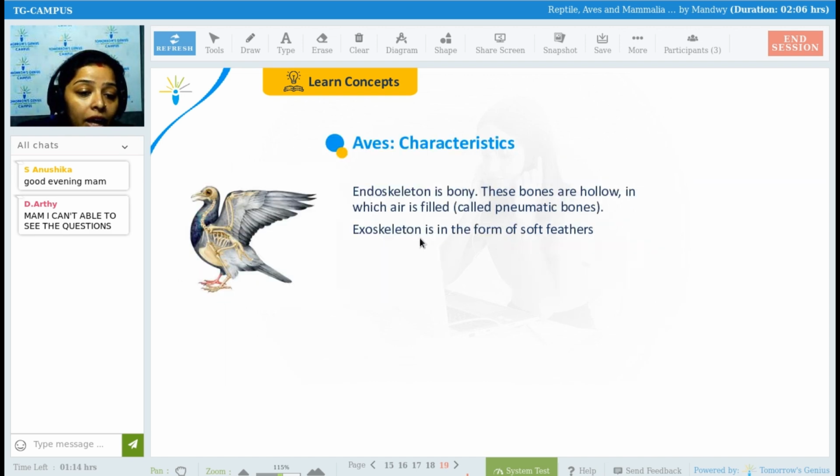Now let's see the skeleton. The endoskeleton is bony, but the special thing is that the long bones have a special type of cell which is filled with air, and hence they are called pneumatic bones. These air-filled bones give buoyancy and lighten the weight so that they can fly. The exoskeleton is soft feathers.